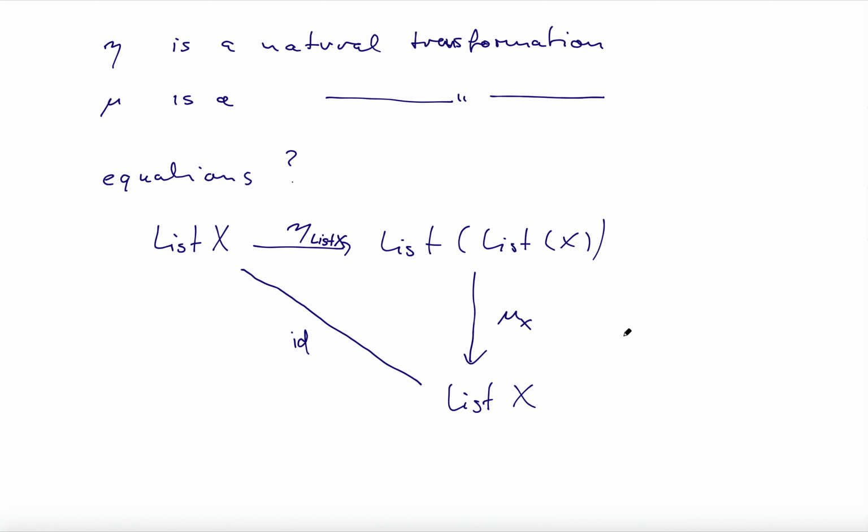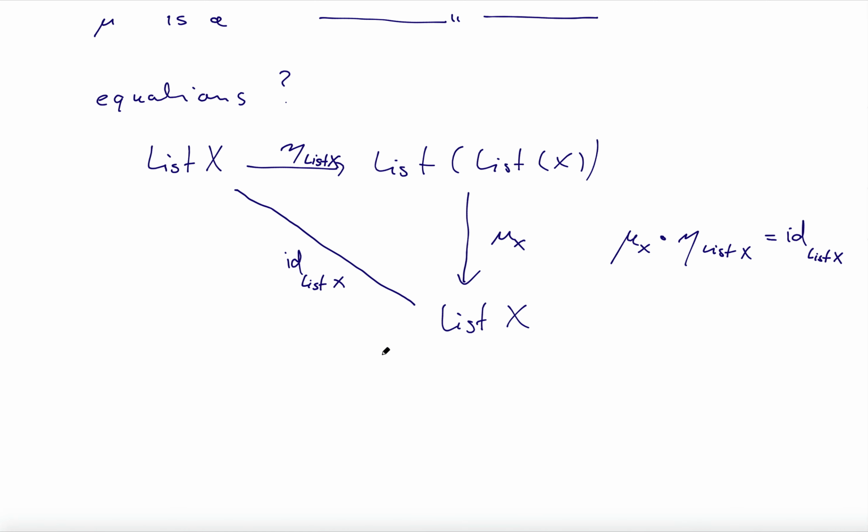If you want to write this down in the more one-dimensional algebraic notation, then we would write mu x after eta list x is the identity. And then maybe we should put the subscript here, list x, because it's the identity on list x. But then again, I like to drop this index here, just like we do in programming.